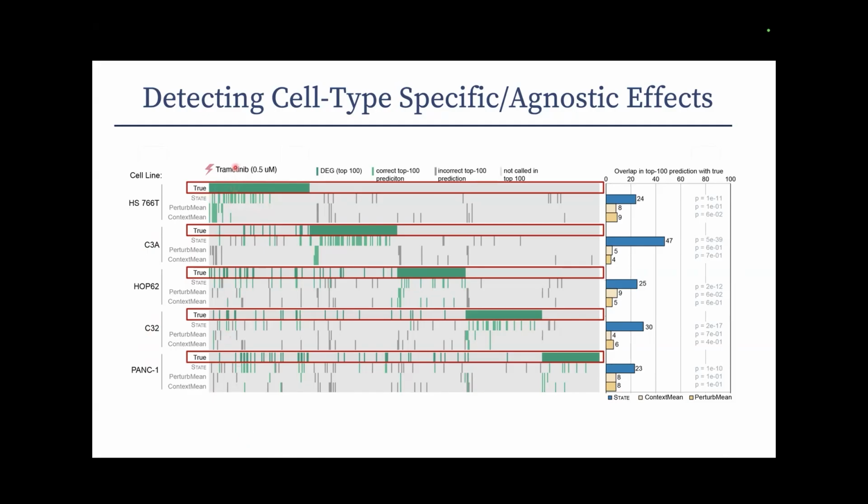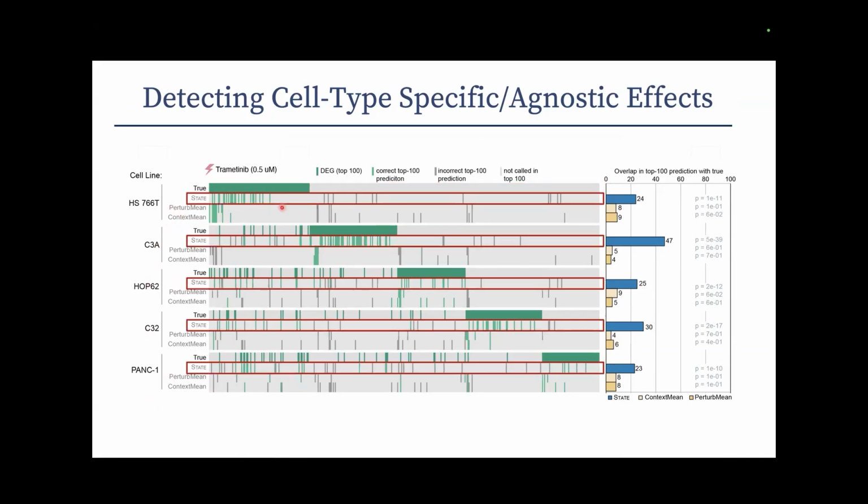Each axis, each column here corresponds to an independent gene. And so the green corresponds to the ground truth. So these are all the genes that are differentially expressed in the ground truth. This is for this other cell line. And so you have this for 5 different cell lines. And then here are the predictions made by State.